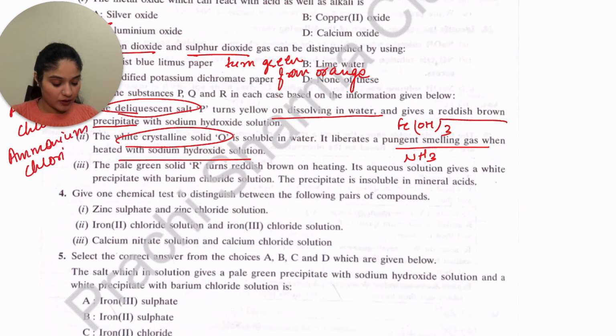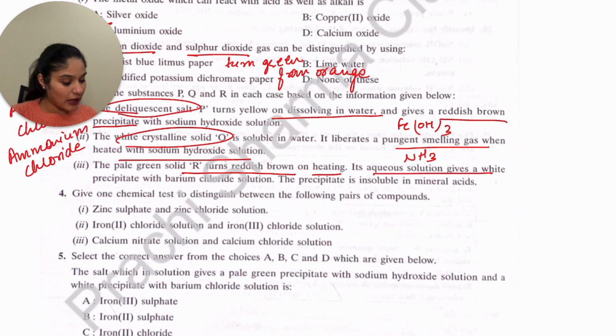Ammonium chloride. Moving on to the third one, the pale green solid R. You have pale green solid R that turns reddish brown on heating. Okay, pale green turning to reddish brown. Okay, we have a basic idea of that.